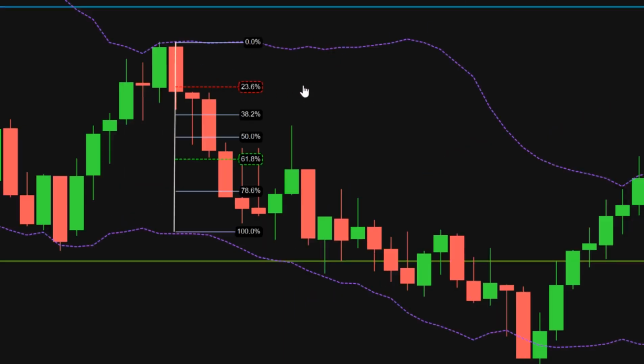Here we have one. We wait. We got red, red, red, red, red, red, red, green. The green stalls out at the 618 level. Go ahead and enter at that point and have a no bullshit stop, and then take some profits.